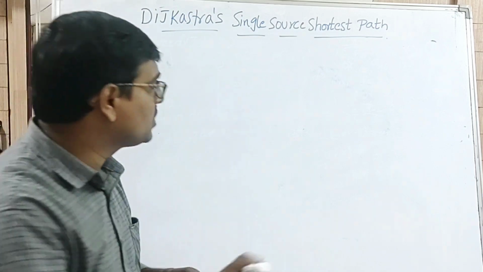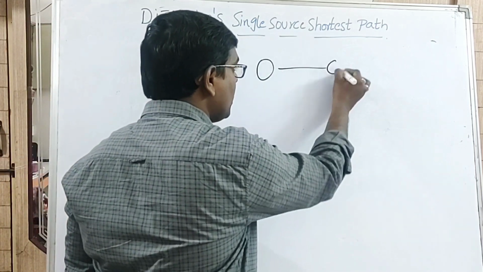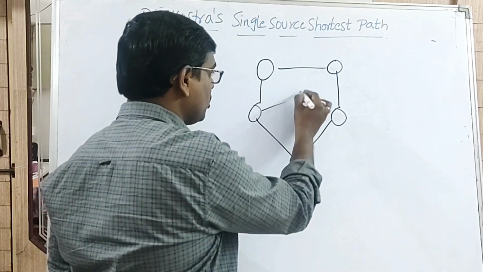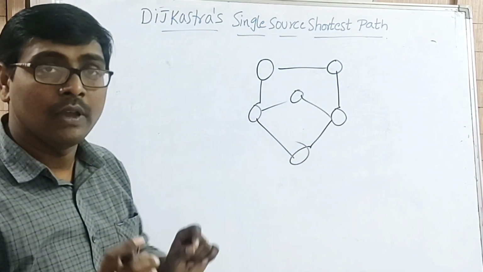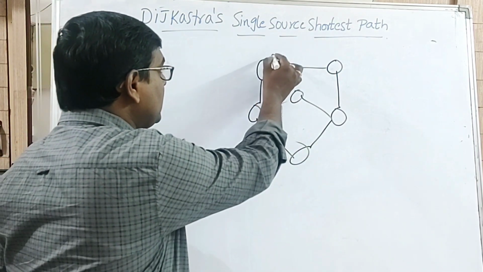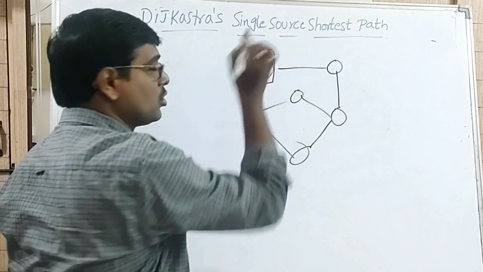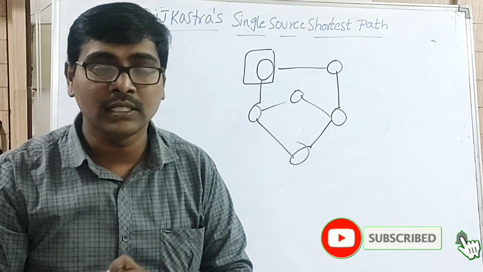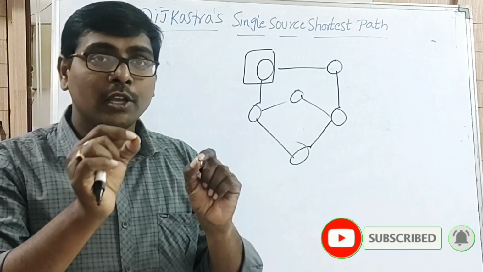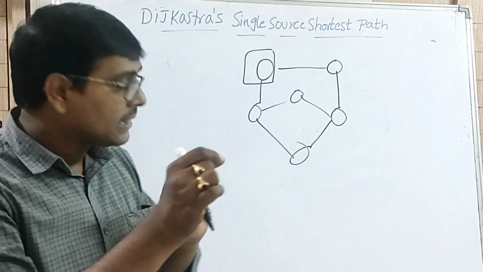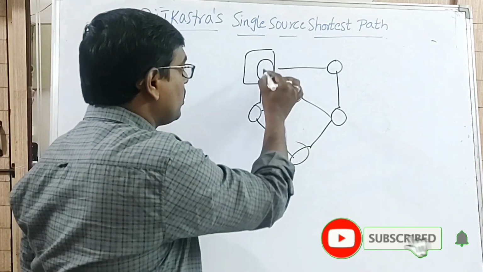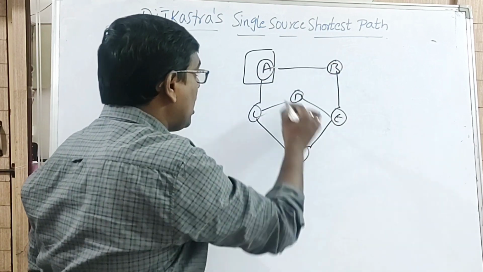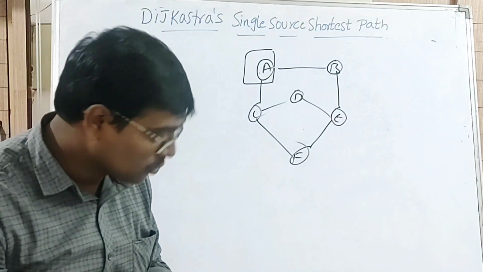What is the problem? Simply, the problem is that you are given a graph. In that graph, consider one vertex as the source vertex. Your aim is to find the shortest path from this vertex. Suppose we have vertices A, B, C, D, E, F. Assume A is the source vertex.